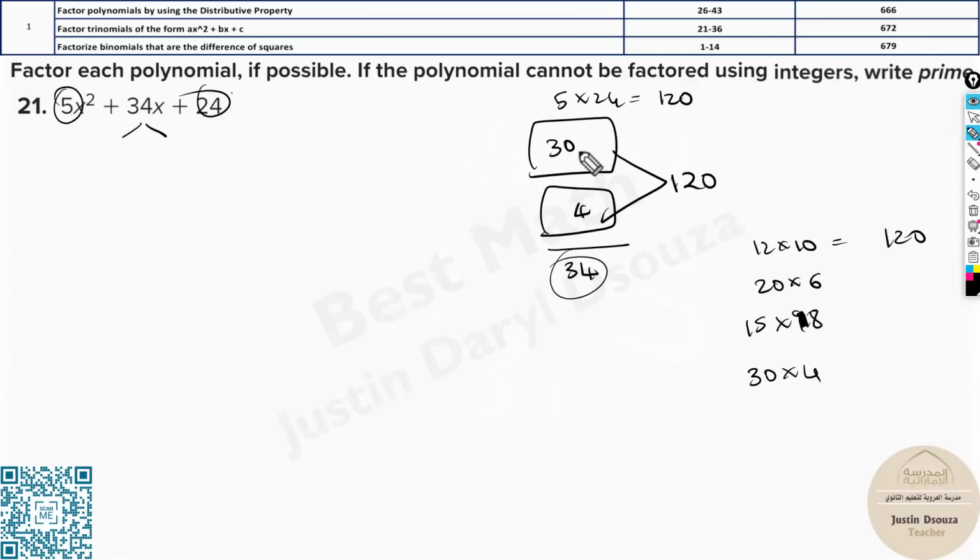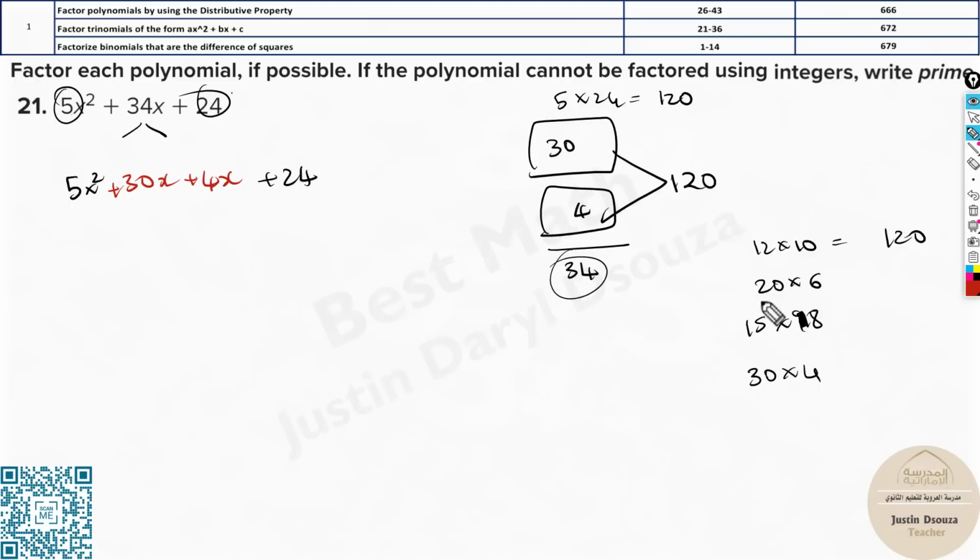Since it's both positive, it's very easy. 30 times 4, when you multiply, it's 120, and when you add it, it's 34. So we need to split this middle term. 5x squared remains as it is, plus 24 remains as it is. But here, the middle term is split into 30x plus 4x. This is same. Why? Because when I add them up, it'll be 34.